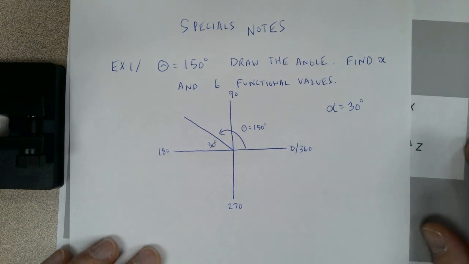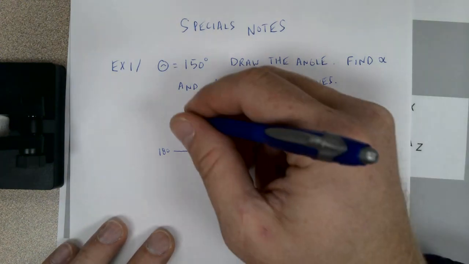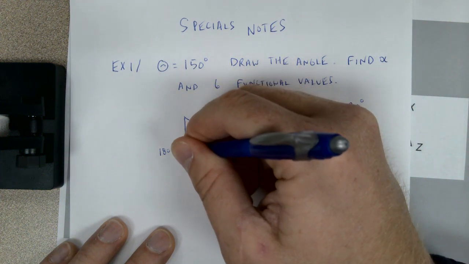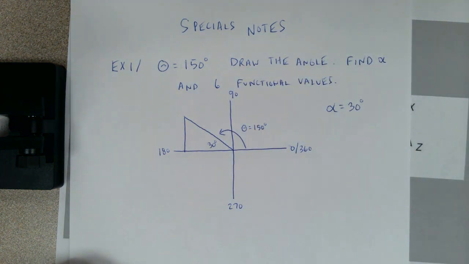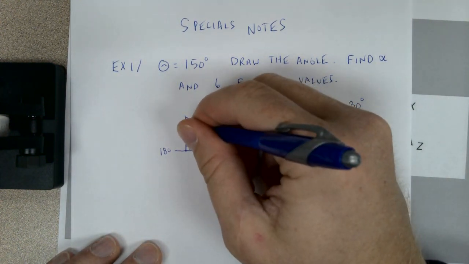Now, the reason we're calling these specials is because these triangles that we're going to build are going to be special right triangles. So notice here, if I drop a vertical here to the x-axis, I now have a 30, 60, 90 triangle.